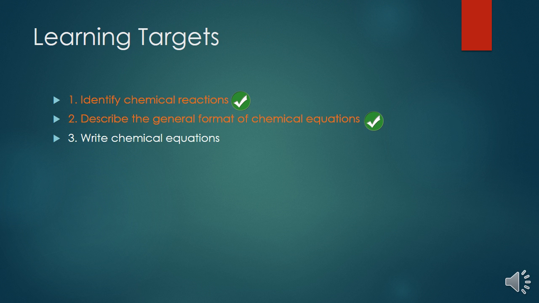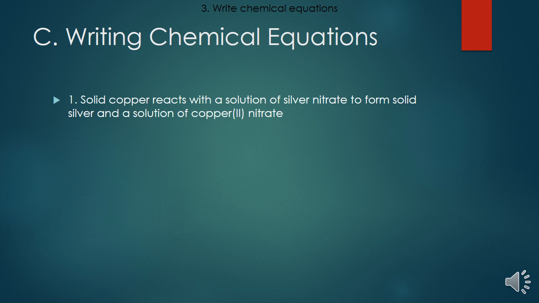So we've looked at some basic chemical equations, seen the general format. What we should be able to do now is simply write equations given a sentence that describes them. So here's an example. We're told solid copper reacts with a solution of silver nitrate to form solid silver and a solution of copper(II) nitrate. We want to be able to write the chemical equation for this reaction. So just reading the sentence here, solid copper reacts with a solution of silver nitrate. Those are my two reactants, copper and silver nitrate. So those will go on the left side of the equation.